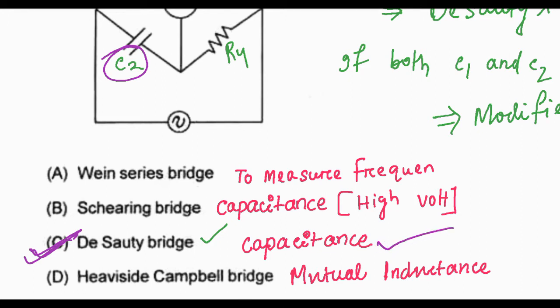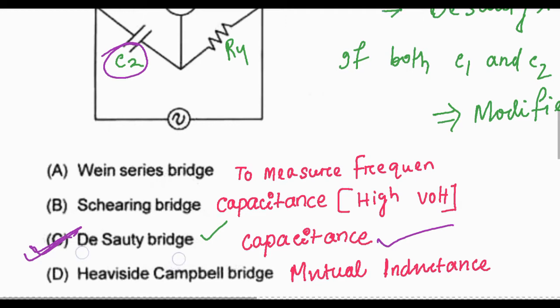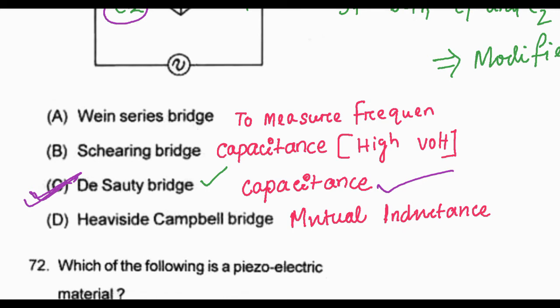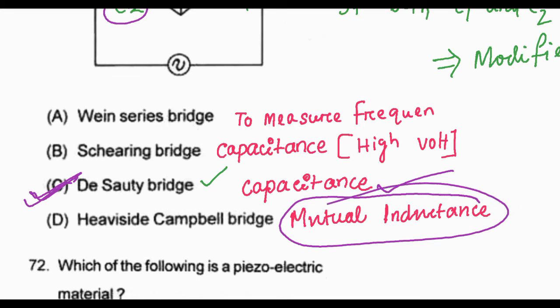And the general de Sauty bridge is used to measure the ideal capacitance having very low loss or negligible or no loss, that is loss tangent will be 0. And in case of the modified de Sauty bridge, as this is given, it is used to calculate the capacitance along with that loss, that is tan delta has a finite value. Next thing is, the next option is Heaviside Campbell bridge. This is used to measure the mutual inductance.